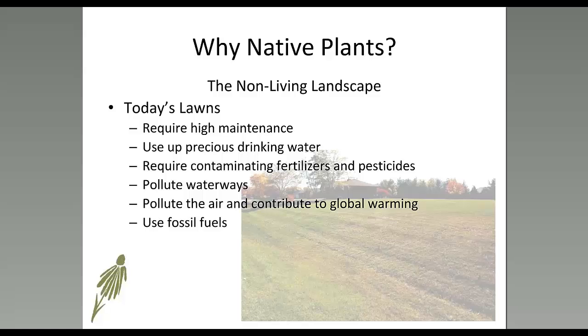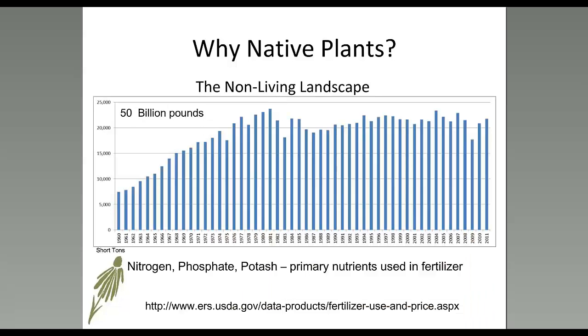Very, very high maintenance. As I mentioned, they use up a lot of time and effort to maintain. We waste a lot of potable drinking water. The water runs off into our streets, into our storm sewers, polluting our waterways. The fossil fuels used in the equipment that we use to mow our lawns contribute to the pollution in the air and global warming.